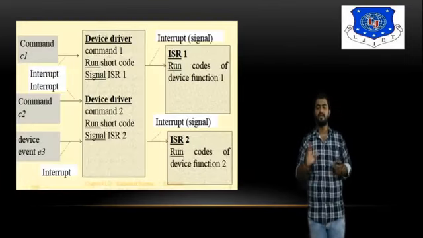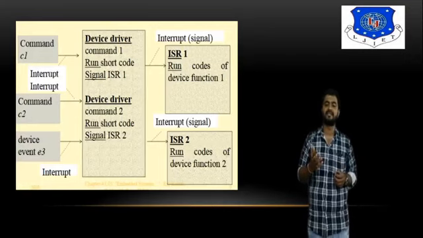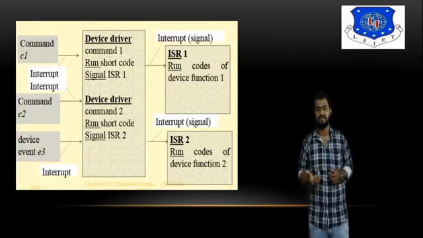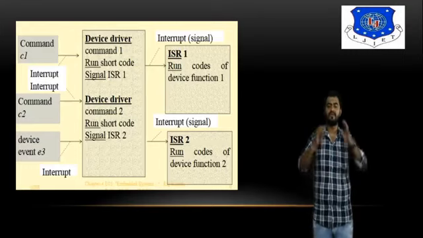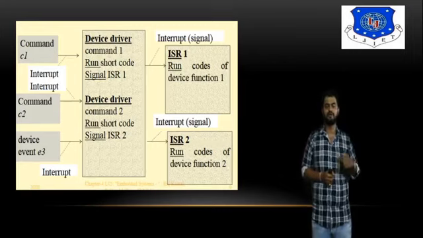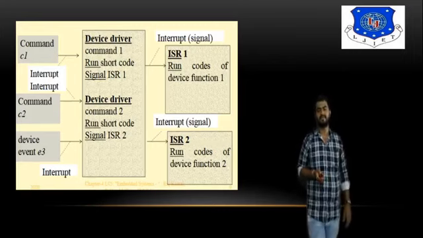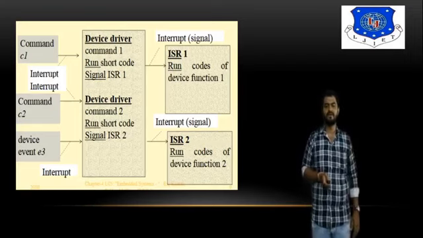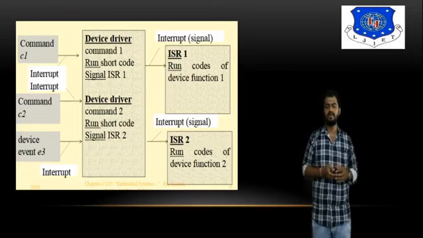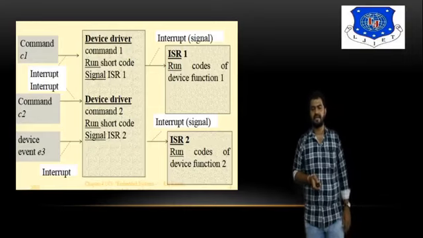So basically we have to follow the different types of device mechanism. We have to go with the different types of device characteristics and its different types of mechanism. And for that we have to go with the different types of ISR mode, ISR 1, ISR 2, and also we have to follow the different types of command. So you can see in the center position the device driver. Command 1 runs short code and signals ISR 1. Device 2 means command 2 runs short code ISR 2.